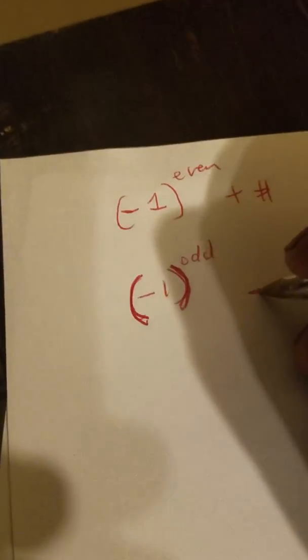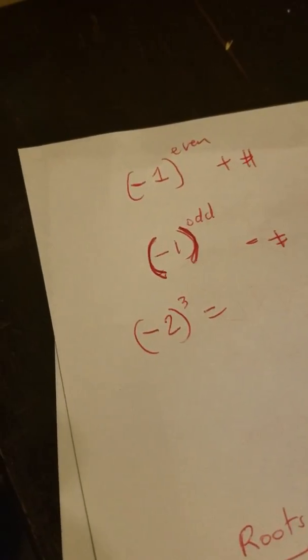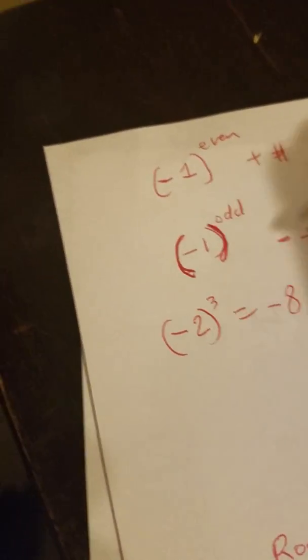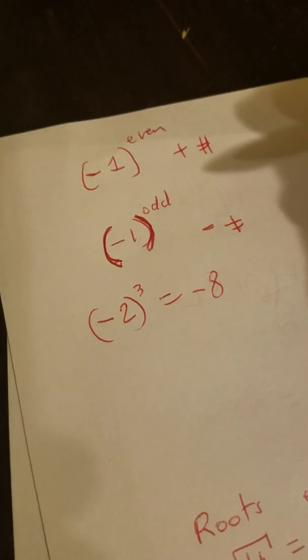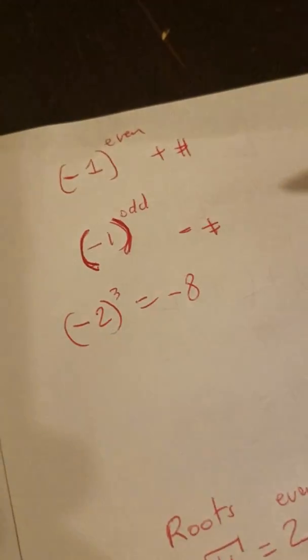And if the exponent is odd, it's going to end up being a negative number. So let's give an example, -2 to the power of 3. It has an odd exponent, so it's going to end up being a -8. 2 times 2 times 2, and then we just put the negative sign.